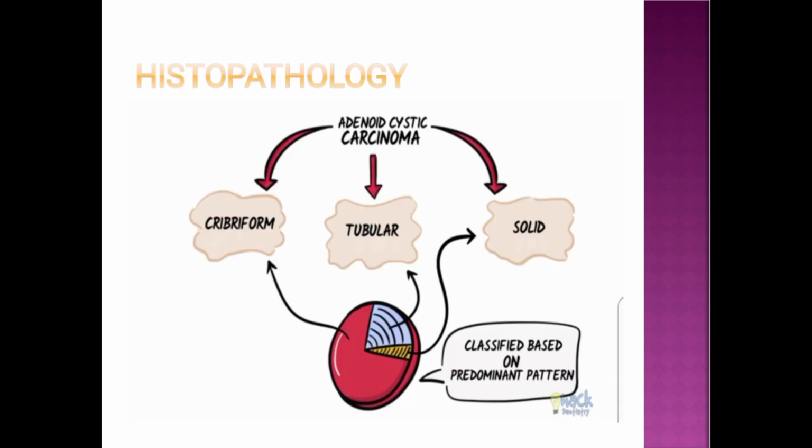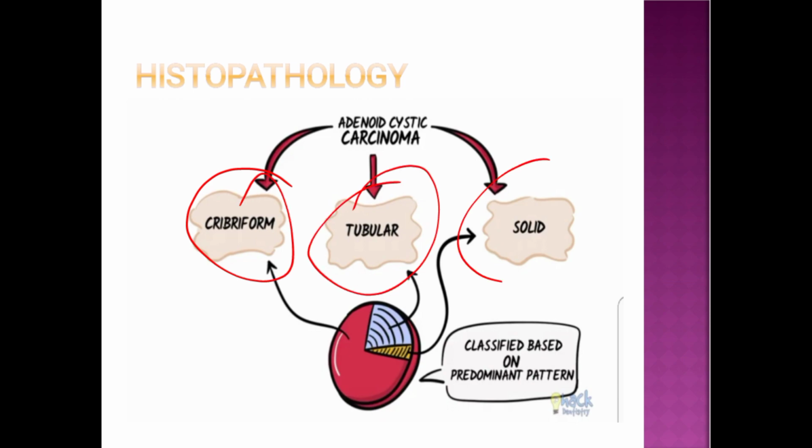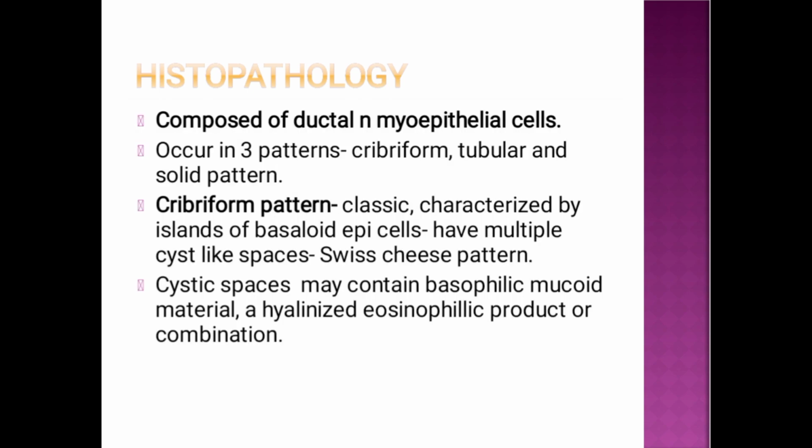It has three forms: cribriform, tubular form, and solid, and the major one is the cribriform form, you can say. Now again, it is composed of ductal and myoepithelial cells, like pleomorphic adenoma, right? These cells are arranged in three forms: cribriform, tubular form, and solid form.